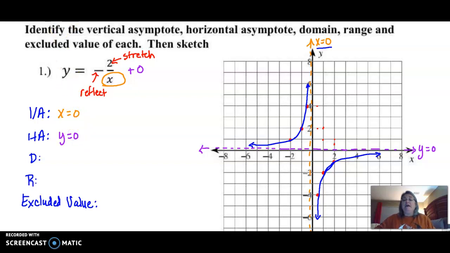Your domain. Our domain are our x values, so I'm going to do those in orange just like I did the vertical, and list that as x is not equal to 0. And then your range, your y values, y is not equal to 0. And then our excluded value is always the same as that vertical asymptote.